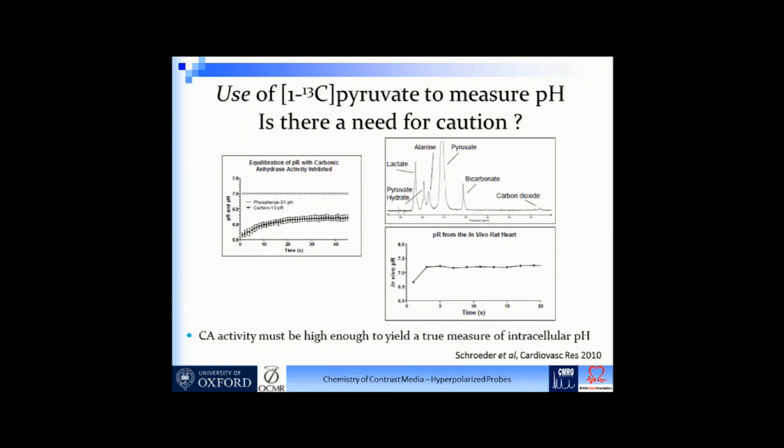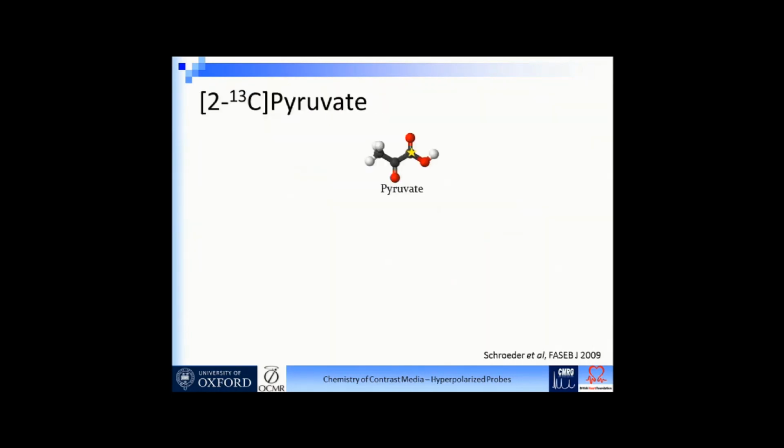But it is possible to do that in vivo. So these are some spectra coming from the in vivo rat heart, where you can start to get pH measurements in vivo in that situation.